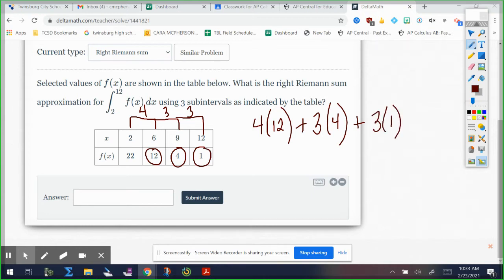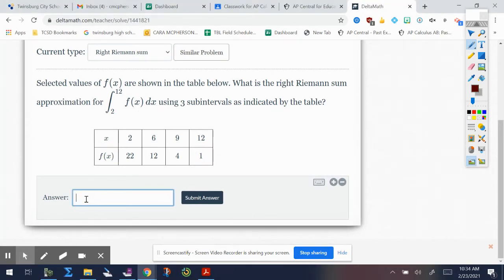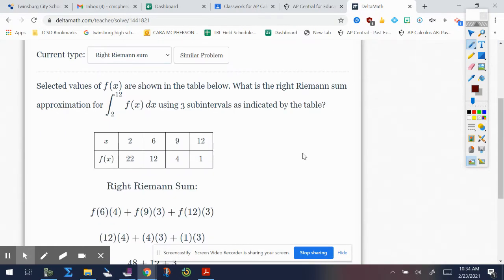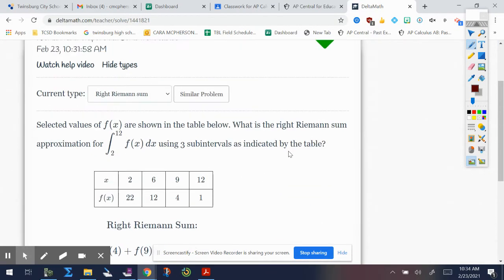All you're typing into your answer is the numeric value you get when you do this. So 4 times 12 is 48. 3 times 4 is 12. So 48 and 12 is 60. And then plus 3, so you get 63. A calculator just makes it quicker. It's not actually necessary. A lot of times they'll work with easy numbers, so they can put it on a non-calculator. So that's a right Riemann. They show you basically the same work I did.